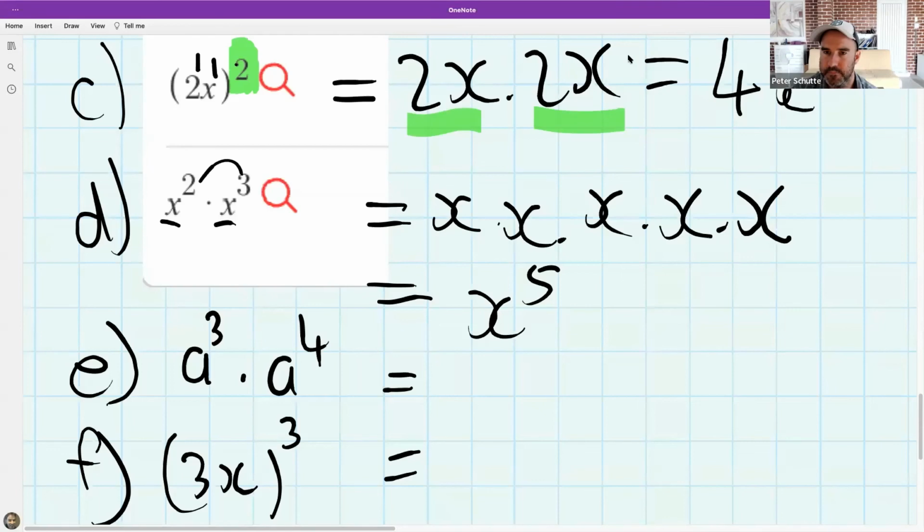7. Okay, so the answer to E is a to the 7. You're quite correct. Now the answer for F.